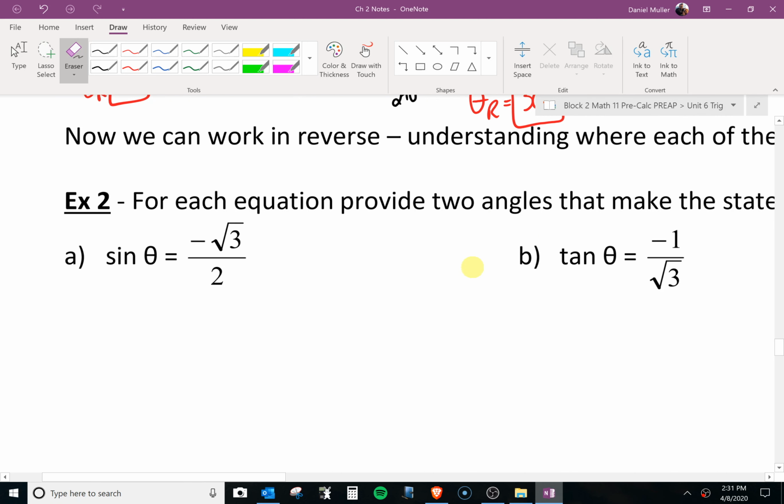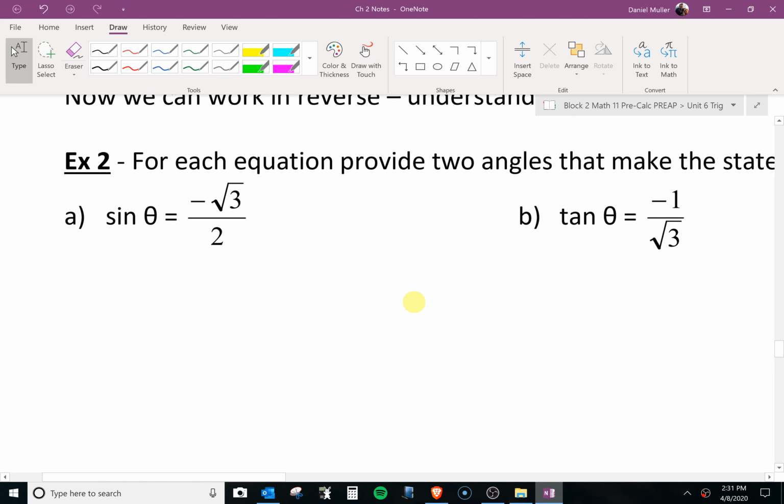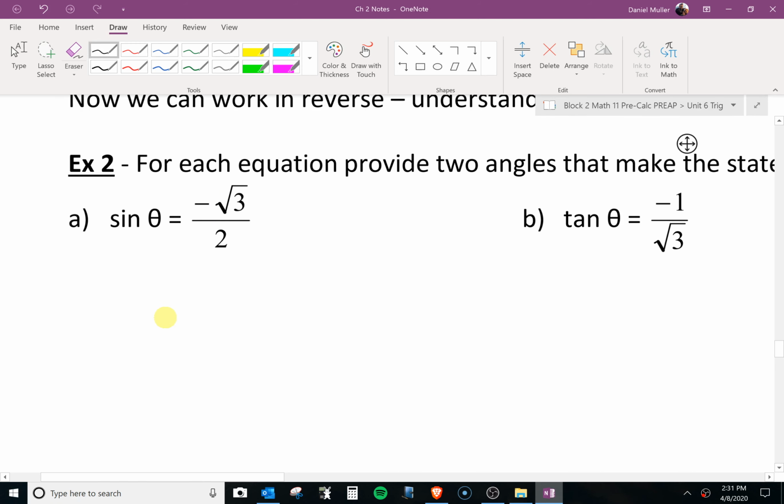So what angle gets you root 3 over 2, but negative? The first thing we need to remember is the CAST rule, and it says where sine is negative. Well, sine is positive in the sine quadrant, and it's also positive in the all quadrant. But I'm not looking for positive, I'm looking for negative. So sine is negative in 2 quadrants, and they happen to be the bottom quadrants. So let's keep that in mind.